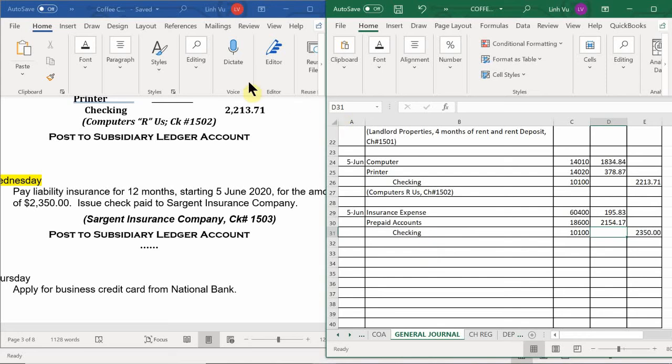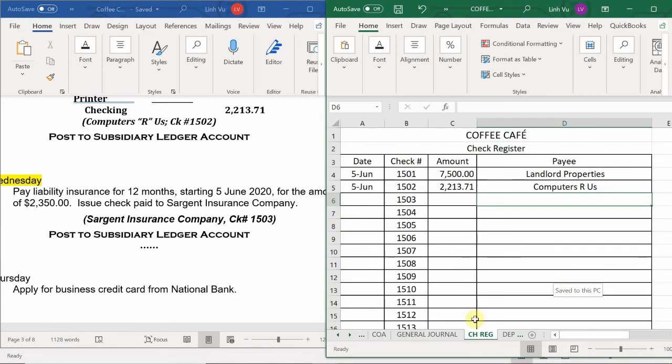Now I wrote a check, so you have to go to the register. Again, 6,500. The amount was 2,350. And who did we write this out to? Which company is it, the insurance company? Sargent Insurance Company, check number 1503.